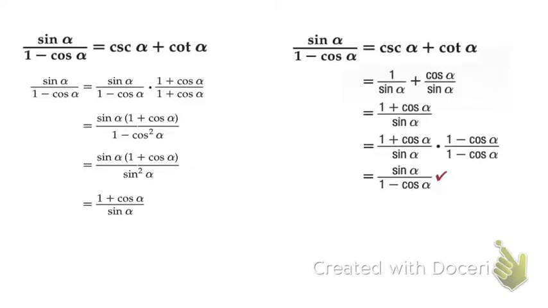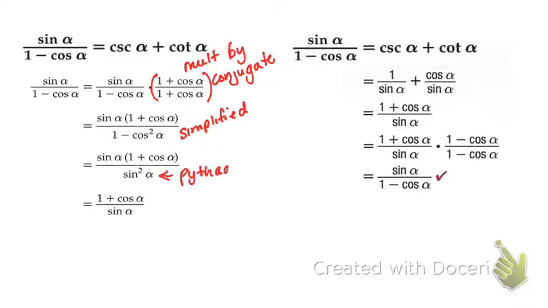All right, so again, here are 2 different ways to solve this problem, right? Here's an example of where we multiplied by the conjugate. This is the method I just showed you, right? And then we simplified, and then we used a Pythagorean identity, right? And then we split it into 2 pieces.